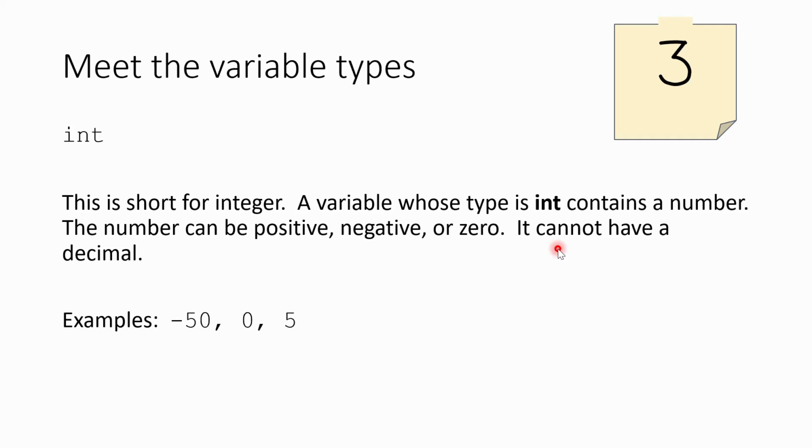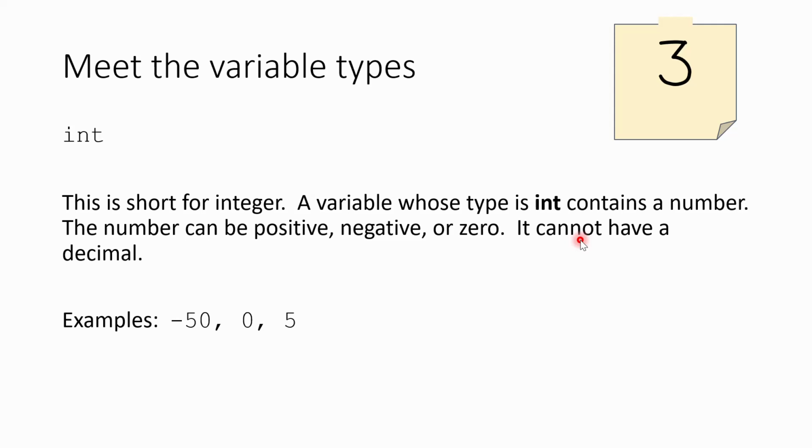So a variable whose type is int contains a number, so the yellow sticky note. It can be positive, it can be negative, it can be 0, but it cannot, and I'm going to really accent that, it cannot have a decimal inside. It only is numbers. So -50 could be an int, 0 could be an int, 5 could be an int, 379 could be an int, but no decimals allowed.